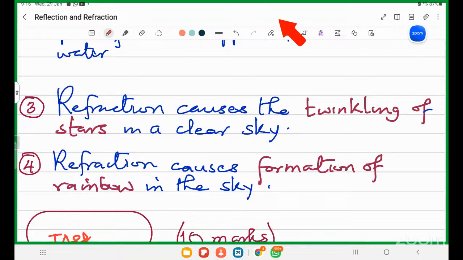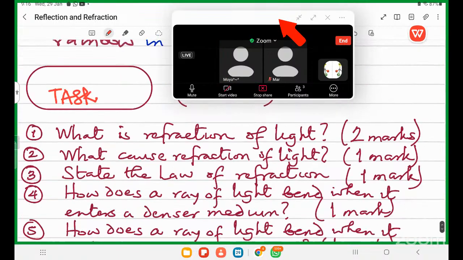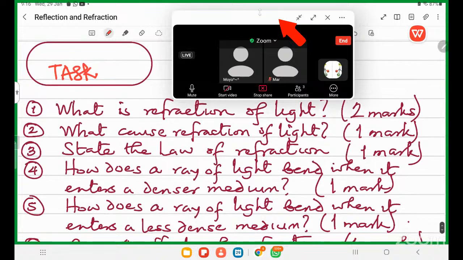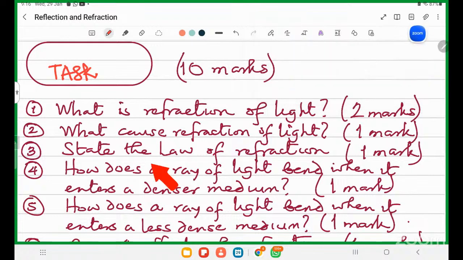All right, you should be done writing now. I need you to answer this question to know how far we've gone. The questions are worth 10 marks. First question: what is refraction of light? Next: what causes refraction of light? Then: state the law of refraction.